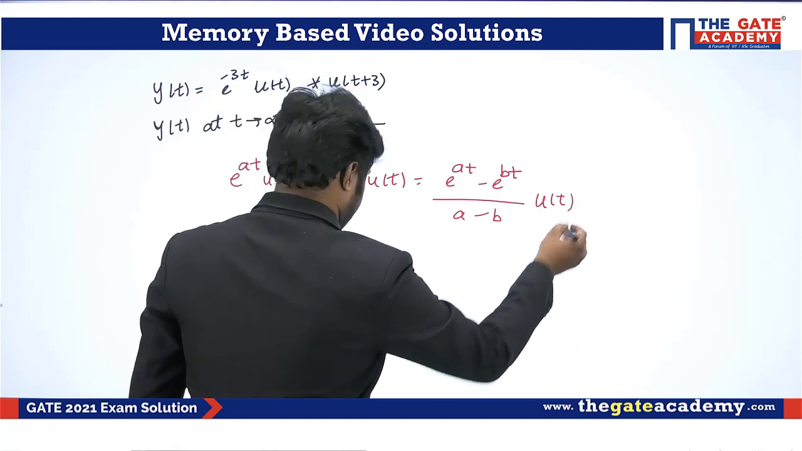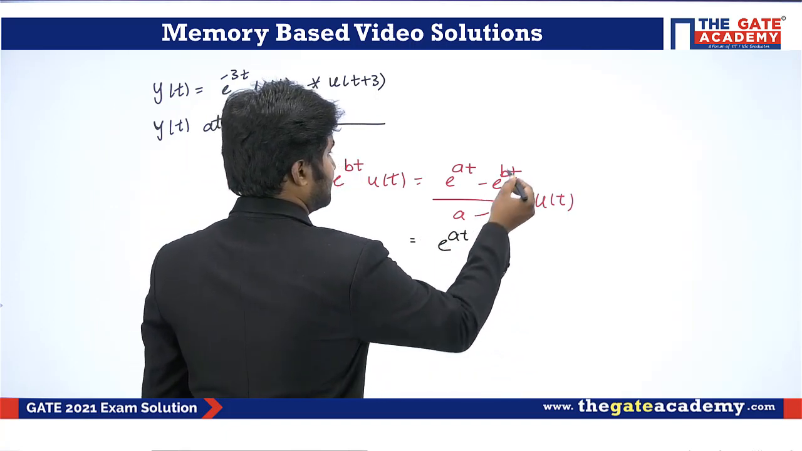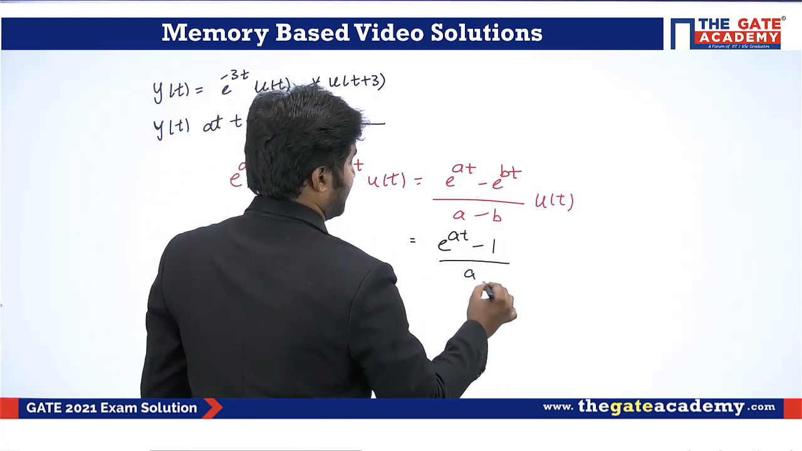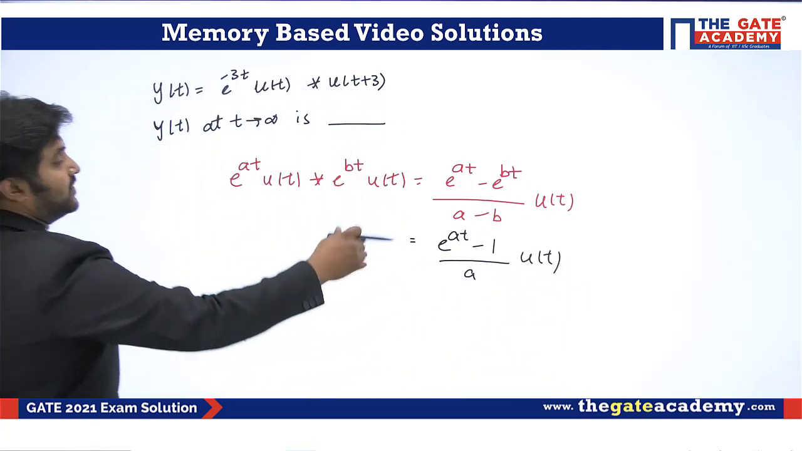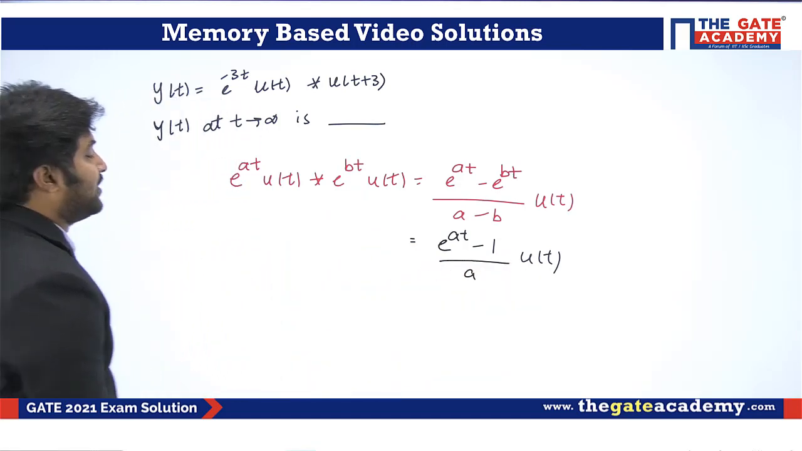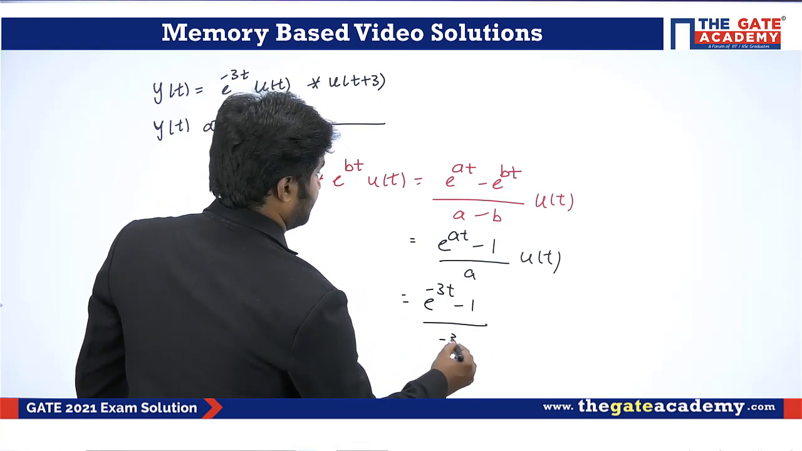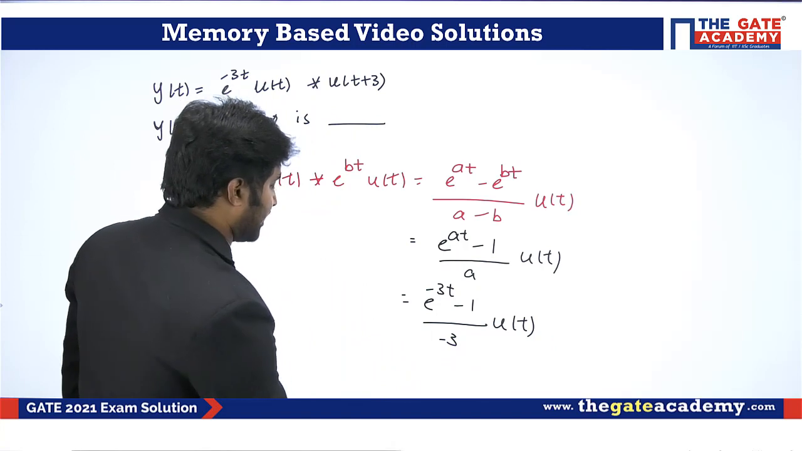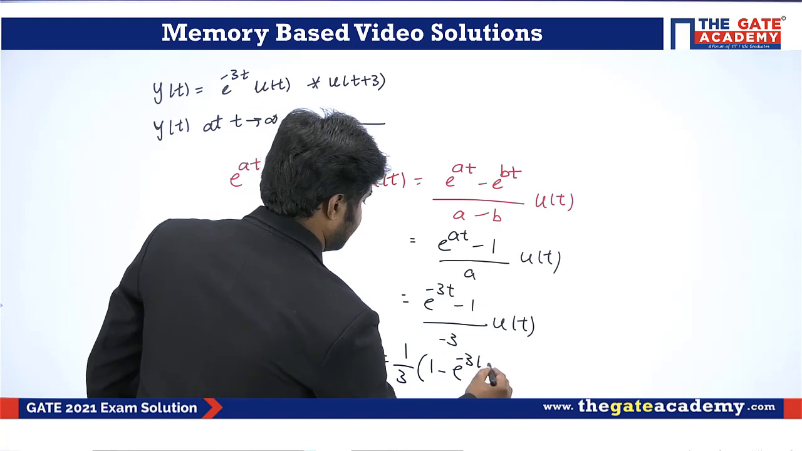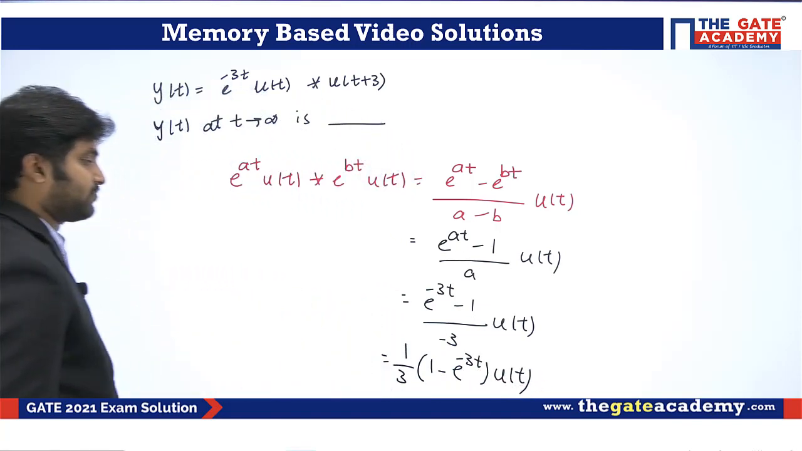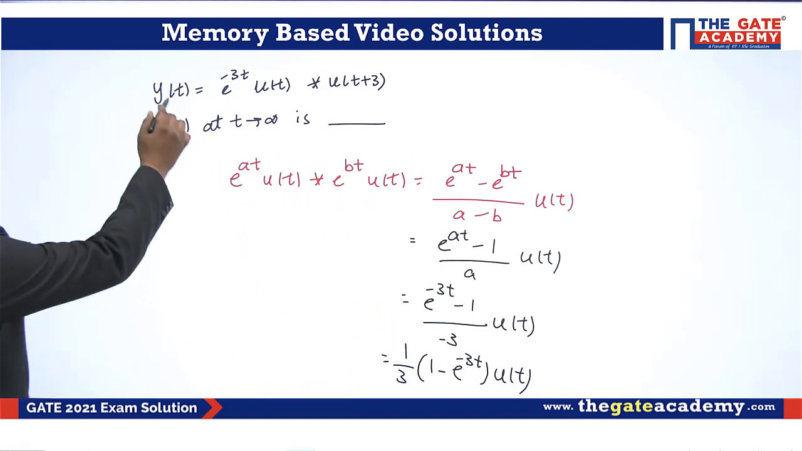You are going to have a u of t here. So which means that this is equal to e power a t minus 1 divided by a, into u of t. Correct? So this is nothing but the convolution of these two functions. So if I write e power minus 3t minus 1 divided by minus 3 u of t, can I write it as 1 by 3 into 1 minus e power minus 3t u of t. So this is nothing but the output y of t.